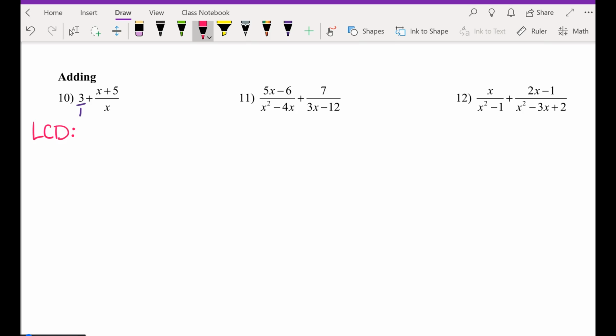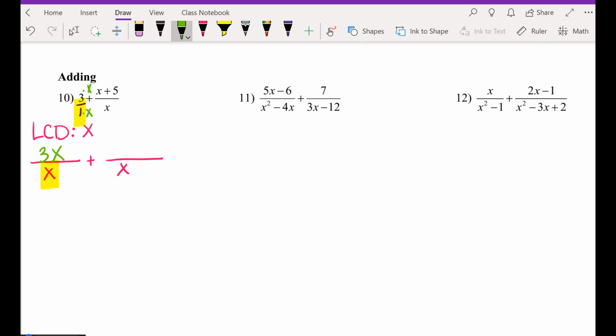Guess what it is? X. It's just an x, or you can write 1x if you really wanted to. So I have two fractions, and I'm going to write two fraction bars. They're both going to have an x now. Look at the first denominator. What did we change? We multiply by an x. What you multiply to the bottom, you multiply to the top. So now the top I get 3x.